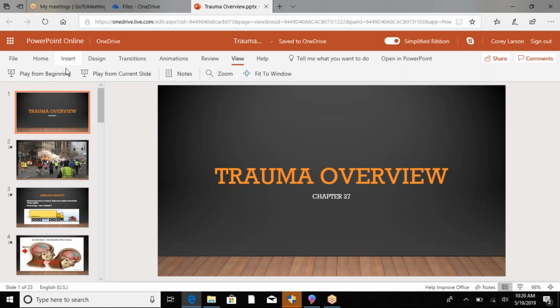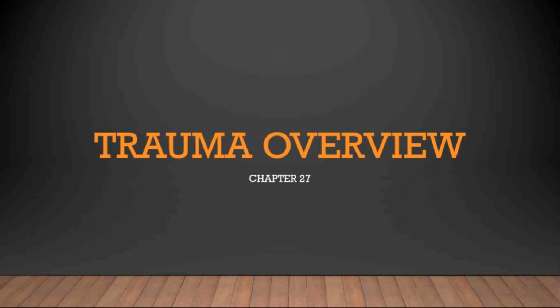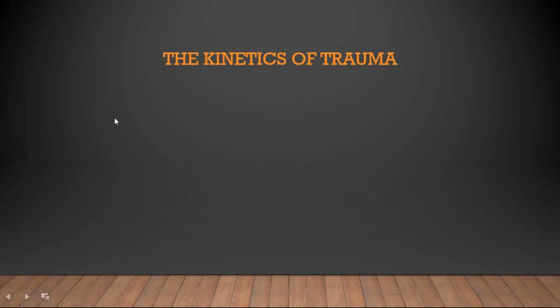Welcome, everybody. We are beginning the second portion of our class, and we're going to start with trauma, and then get into EMS operations, mass casualty incidents, and finish up the rest of the objectives for the EMT class. For today's lecture, we're going to start off utilizing chapter 27, which is our trauma overview.